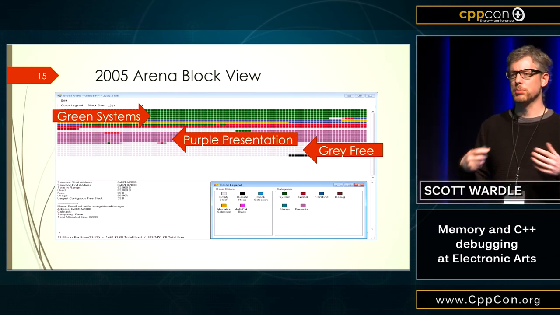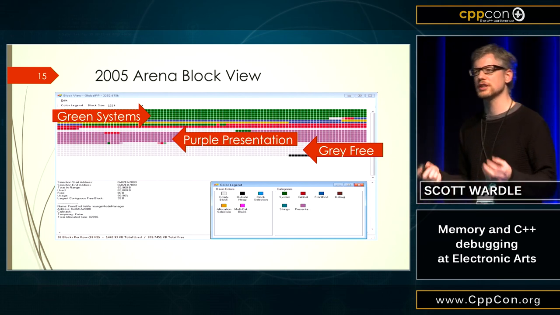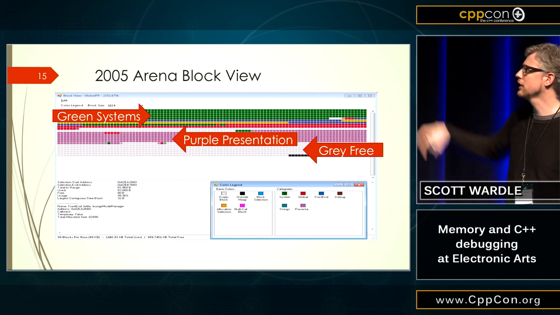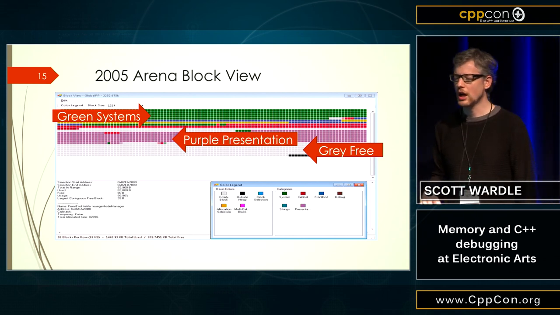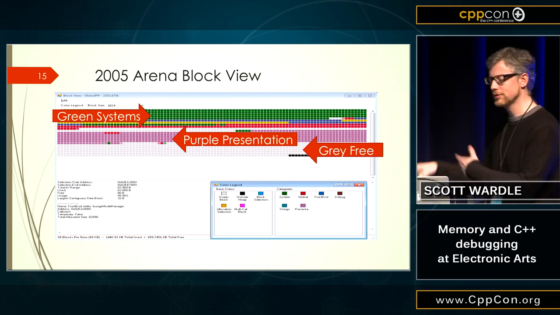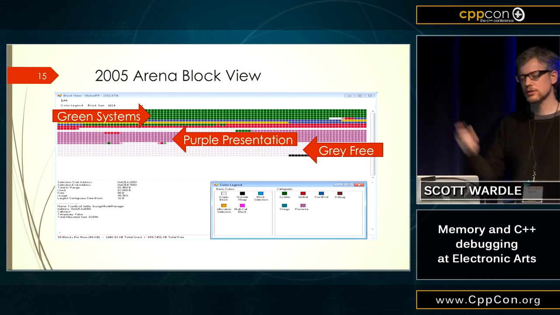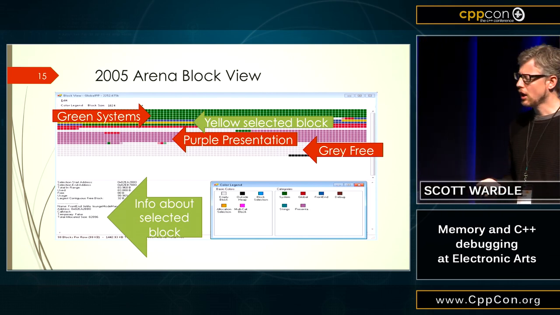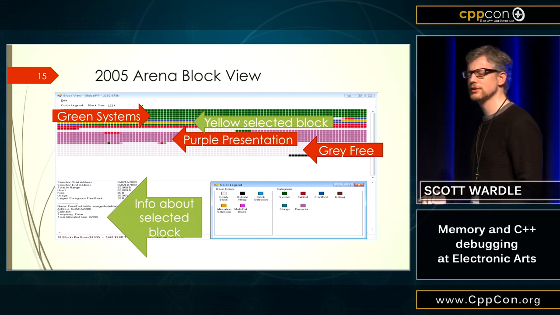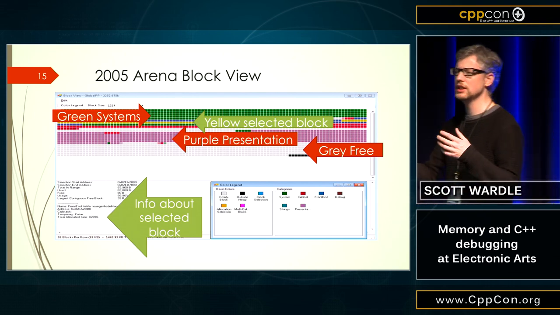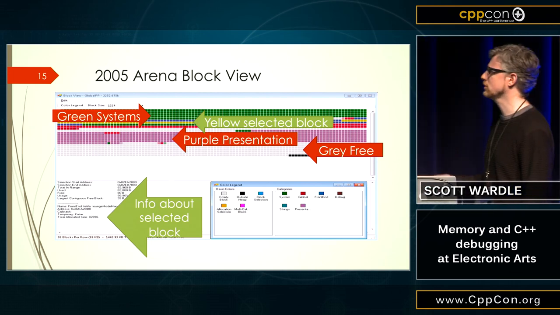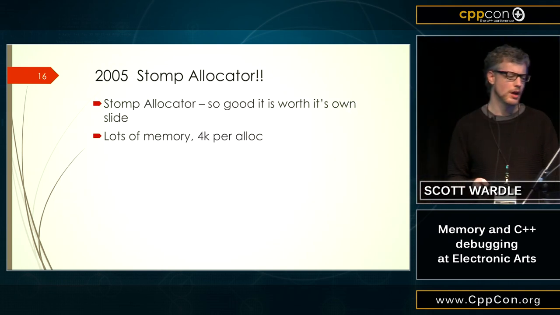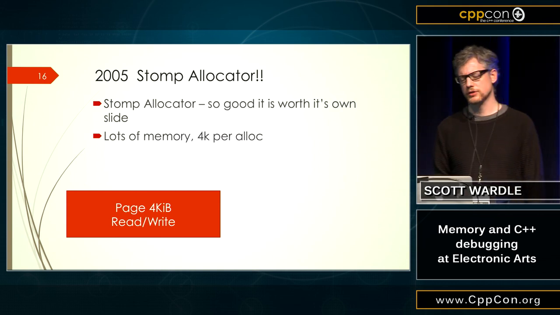You could also see a block diagram of it, and you could see the thing I was talking about before with categories. You could see that the systems guys are all allocated over there, and the presentation information is down in purple there. You can see that we have some fragmentation in this heap because gray is free, and there's more than one section of gray. And you could highlight blocks and find out attributes about it, what the size of this block was, where it was in memory, and you could see things that were going on around it. And if you had memory corruption or something like that, this was very useful to reason about what was going on.